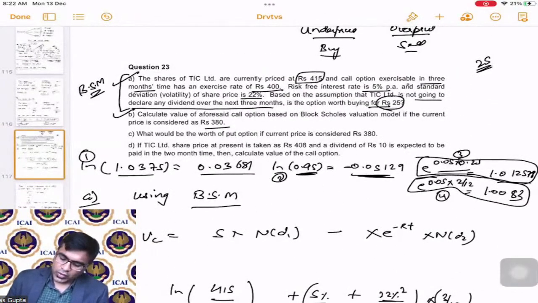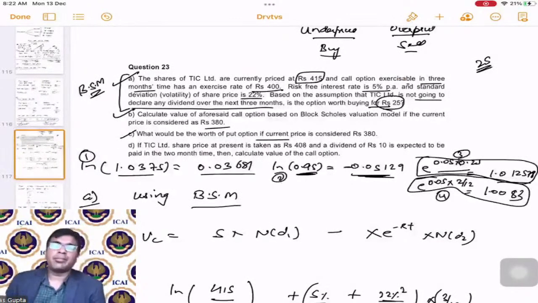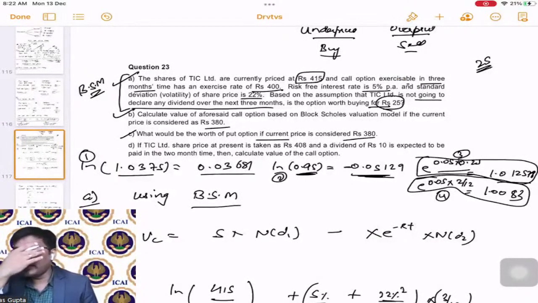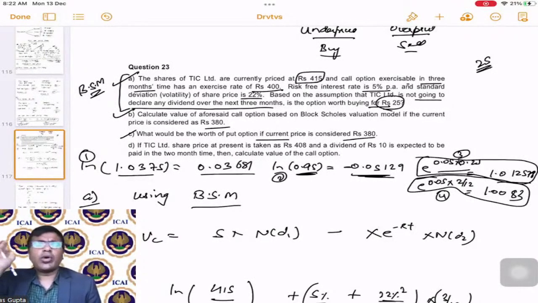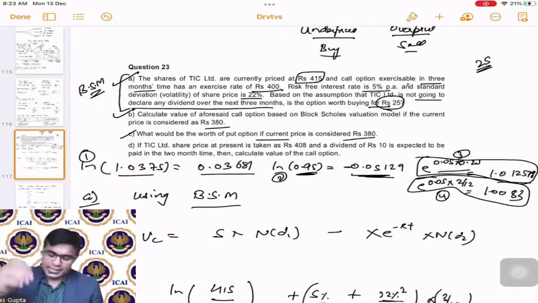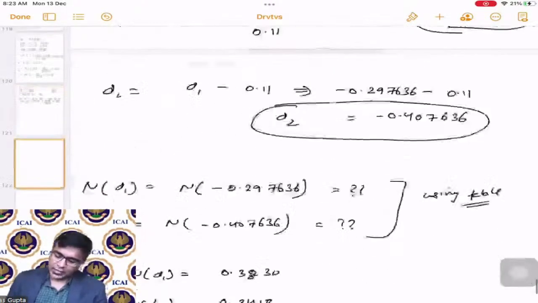Now the C part is: what would be the worth of the put option if the current price is considered as 380? So they are saying we will go ahead with the 380 price, because now let us evaluate the put option, because the put option should be higher valued, correct? It should be properly valued. Why? Because the put option will be in the money. 380 spot price, 400 strike price. It will be in the money. So hence, let's evaluate the price of the put option.